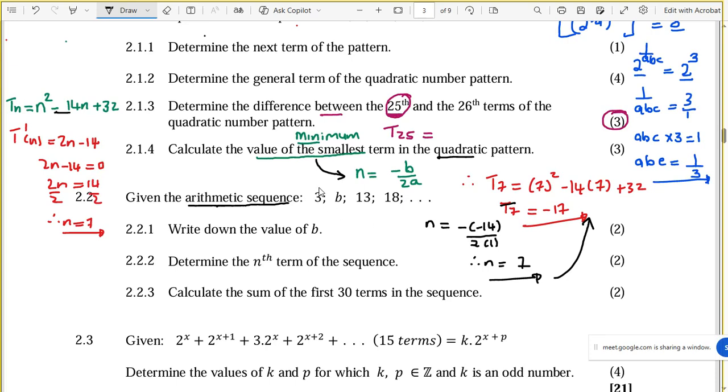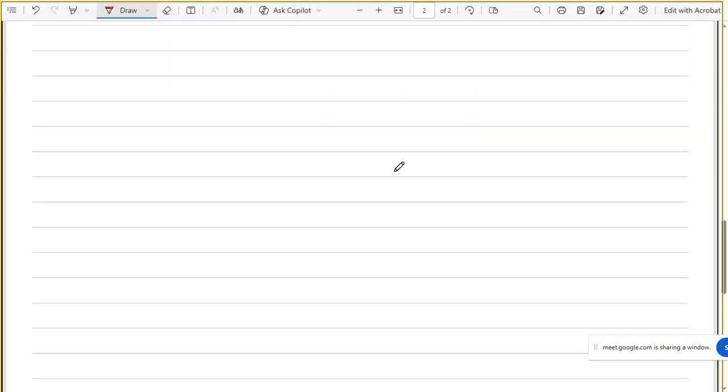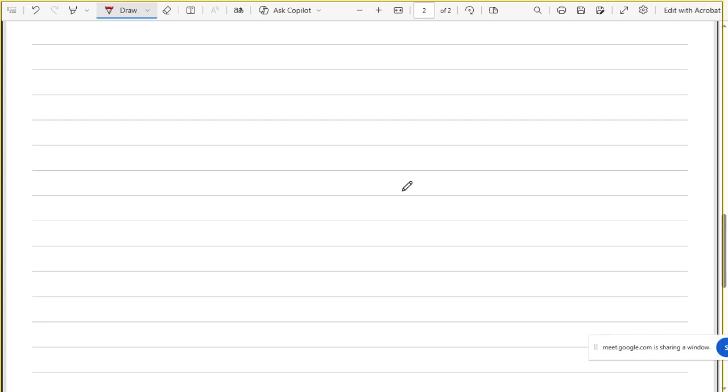Write down the value of b. If this is T1, T2, T3, let's write that sequence down, then solve for the value of b. For 2.2, we are given the sequence 3, b, 13 and 18. Now, if you still remember, to check if this is arithmetic: arithmetic has a constant difference, meaning that T2 minus T1 will be equal to T3 minus T2.